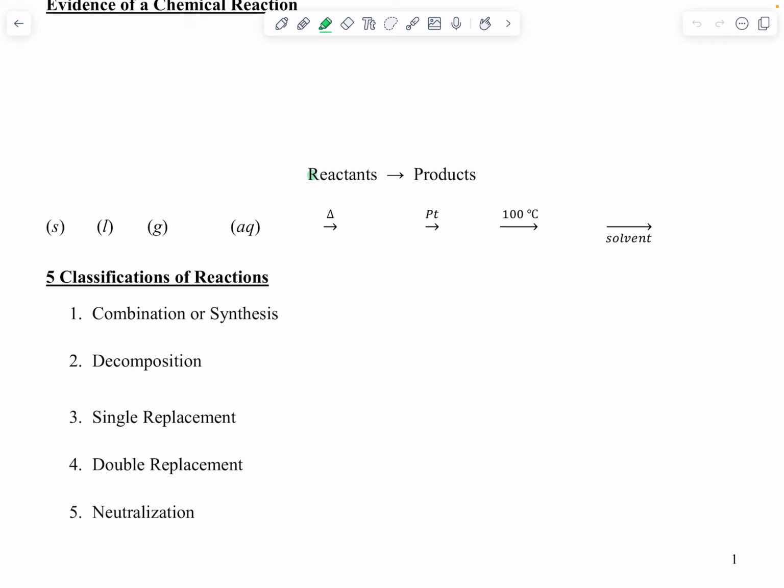So we know reactants, we start with reactants. Reactants react and they make products. What are the evidences that this is happening? One of the first ones, it's on fire. So you think fire, which is basically heat and/or light produced. That's the first one. Heat or light produced.